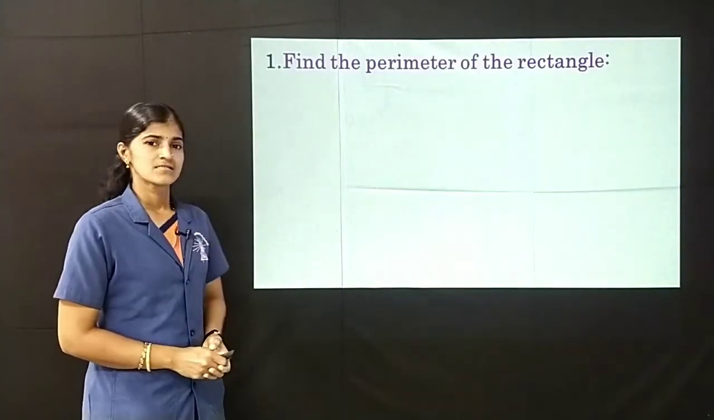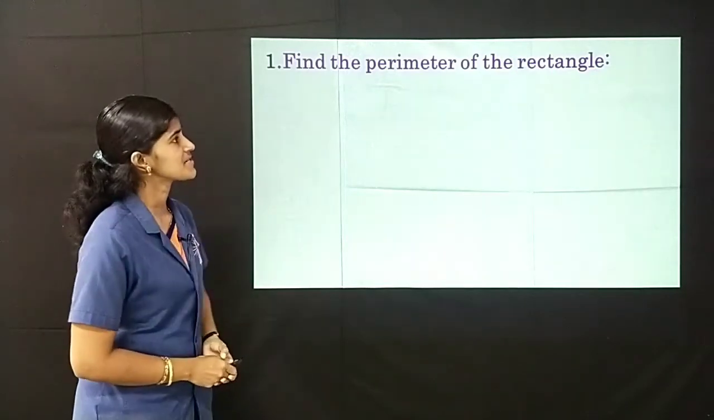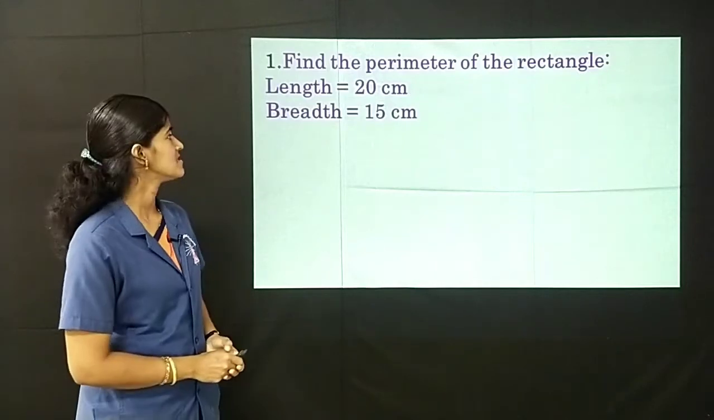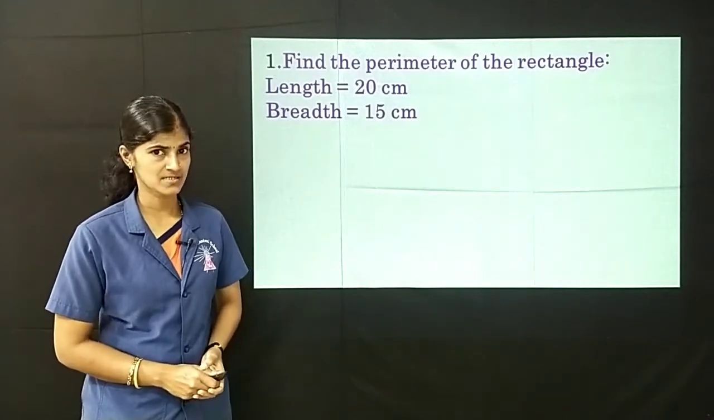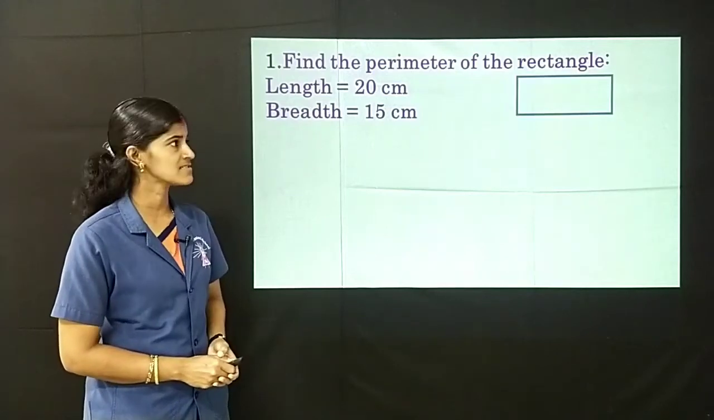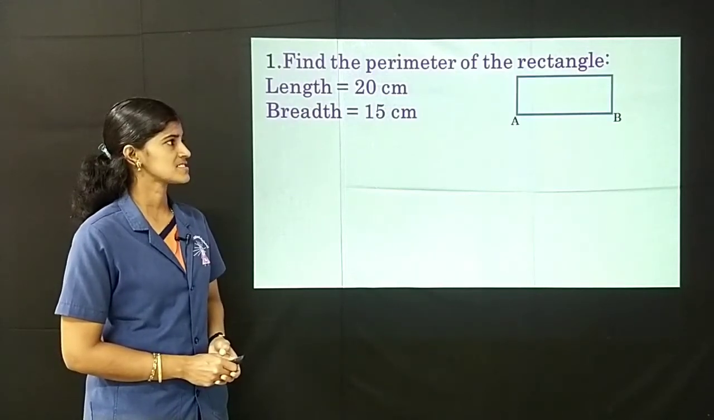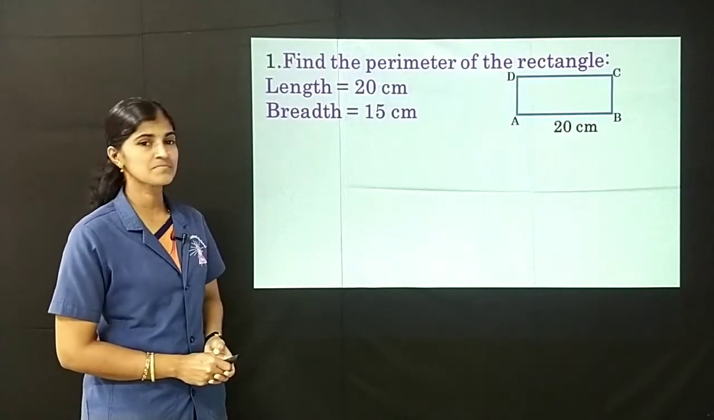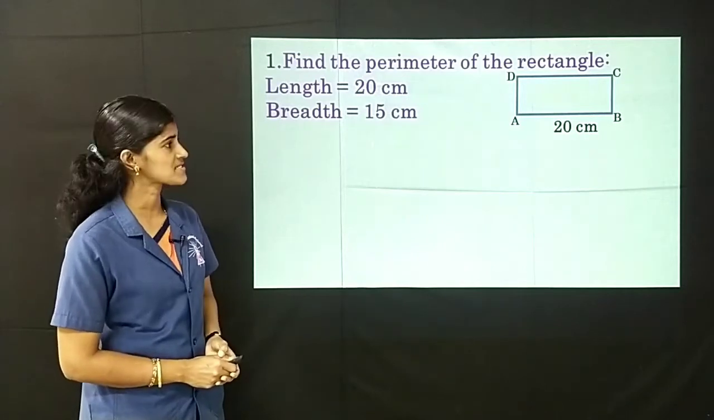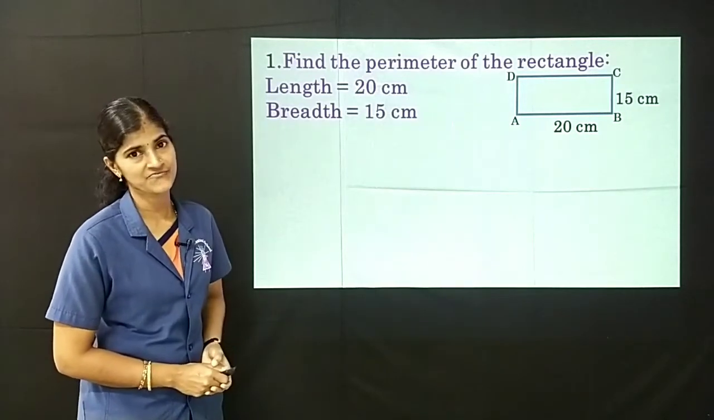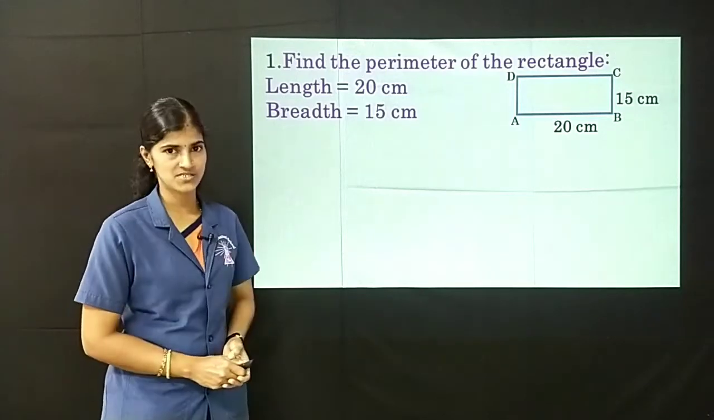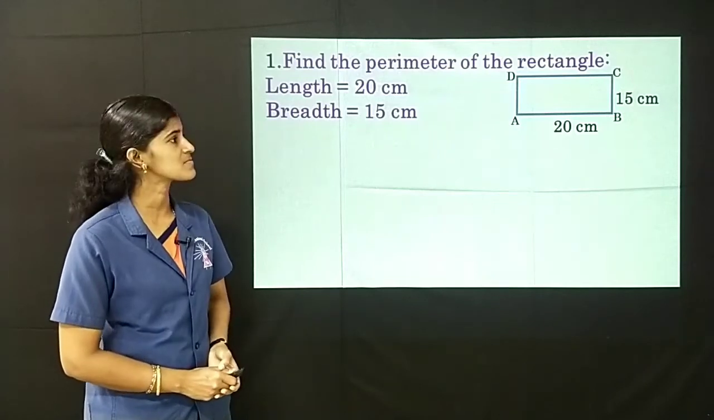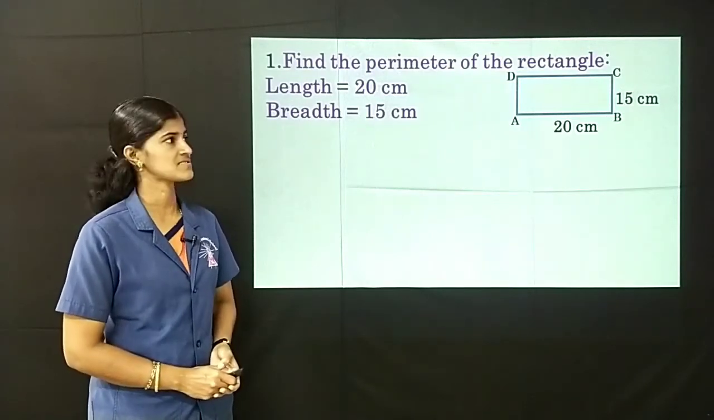Then next, find the perimeter of the rectangle. The length of the rectangle is 20 centimeter and breadth is 15 centimeter. So roughly we can have a rectangle, a rough diagram of a rectangle ABCD. Here you can mention that the length is 20 centimeter and the breadth is 15 centimeter, as it is given in the question.